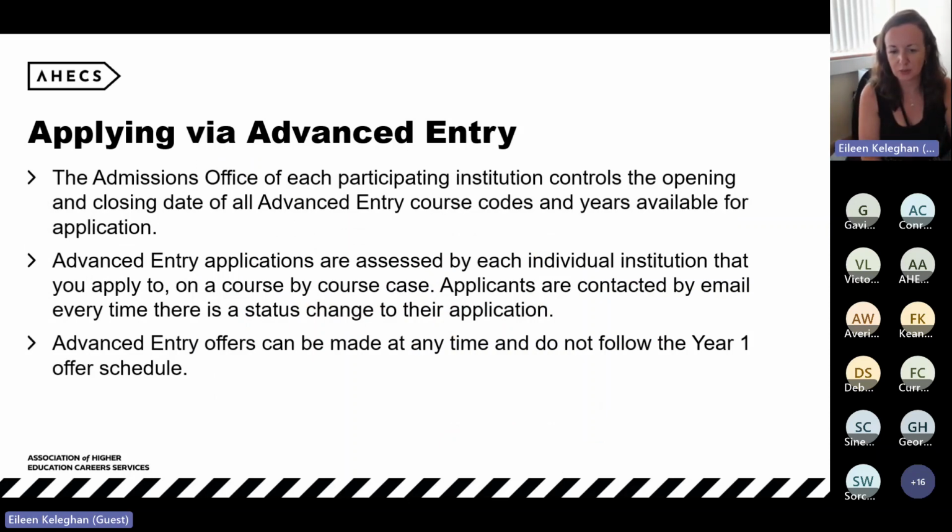Important to note, there are slightly different processes for advanced entry compared to first year undergraduate entry. The admissions office of each participating institution controls the opening and closing date of all advanced entry course codes and the years available for application. Advanced entry applications are assessed by each individual institution that the applicant applies to on a course by course basis. Applicants are then contacted by email every time there is a status change to their application.